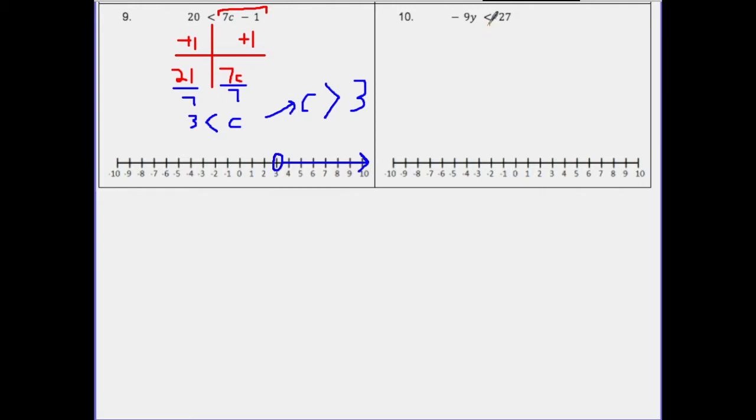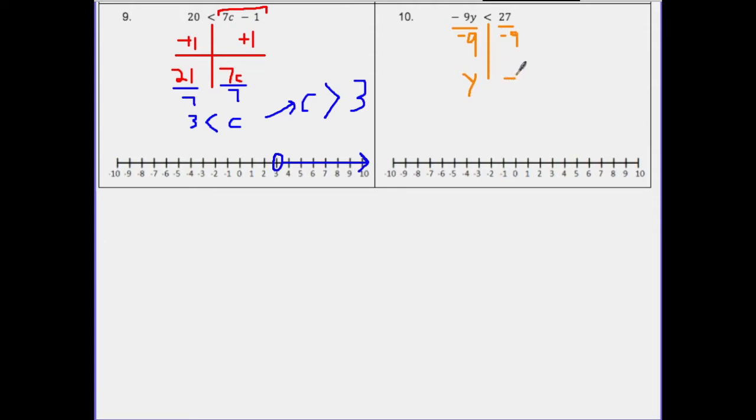All right, our last one here for inequalities. Negative 9y. So if you're confused on this, negative 9 times y. Divide by that negative 9. Yeah, there's only one step here. That happens sometimes. So look at it carefully and do it well.